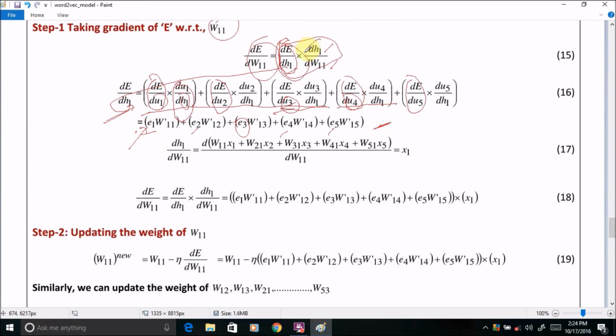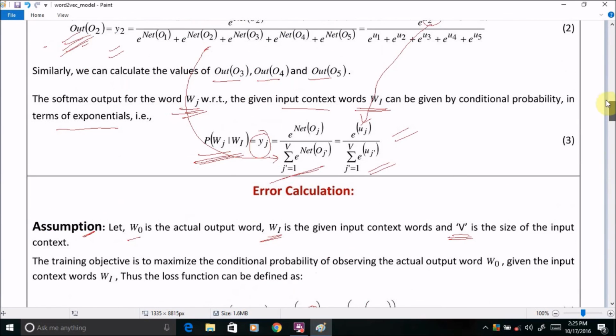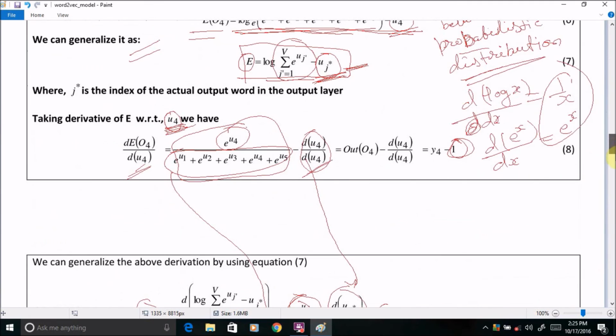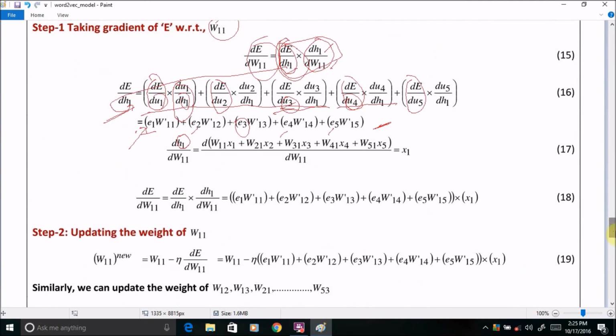Now the next part is the derivation of H1 with respect to W11. For this, we need to put the value of H1 from the actual calculations that we have here. So we copy this part and take the derivation with respect to W11, which is x1. So now the entire error is this.